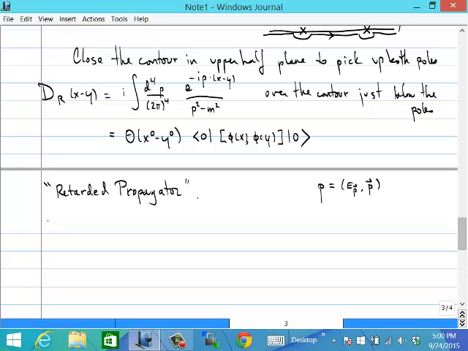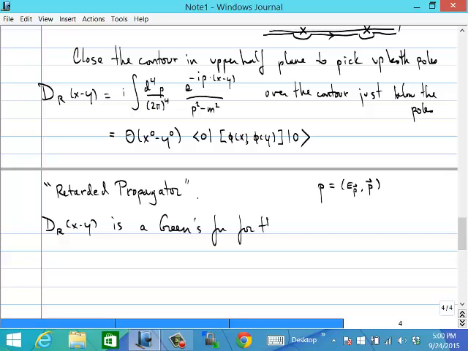And in particular, D_R is a Green's function for the Klein-Gordon equation. So what does that mean? That means that if you think about D_R of x and y, and you hit it with the Klein-Gordon operator, here these derivatives are d by dx's, not d by dy's. So d by dx mu, not d by dy mu.